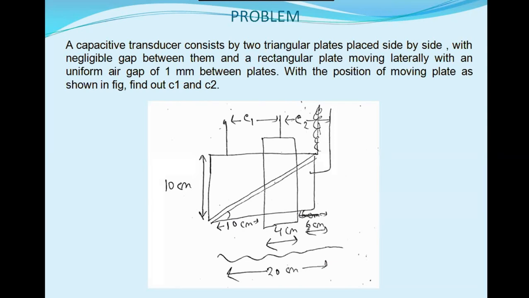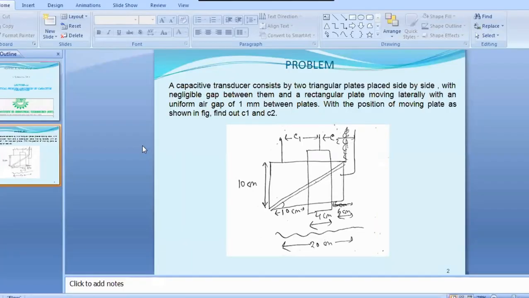How to approach this problem? How to approach this type of numerical if it is given to you in the exam? First, we know the formula of the capacitance. What is the formula of the capacitance? The formula of the capacitance is C equals epsilon A by D.